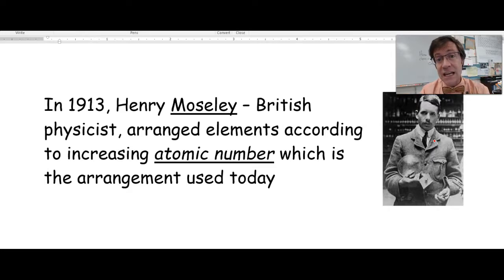Moseley did his thing and realized that if you ordered them according to atomic number, which he realized was the number of protons in the nucleus, he was like, oh, all the problems of Mendeleev's table went away. All went away. And this dude was in his 20s when that happened. It was incredible.